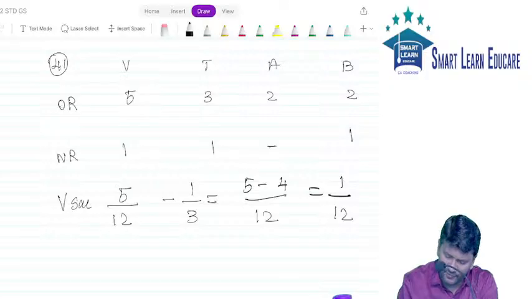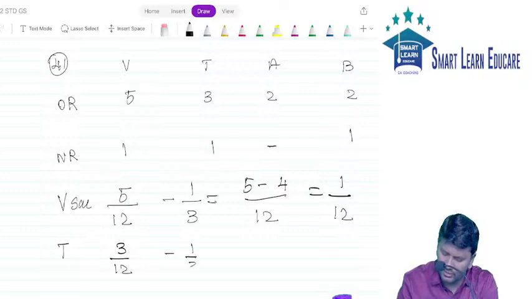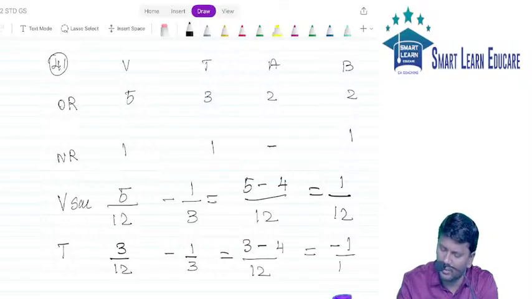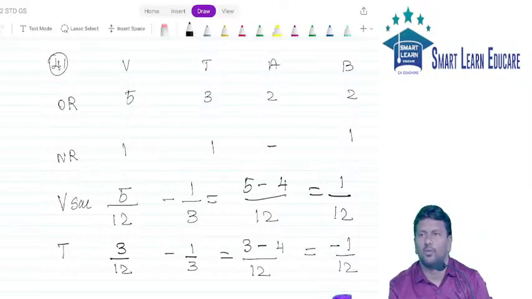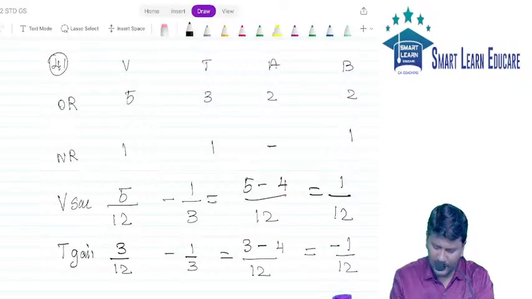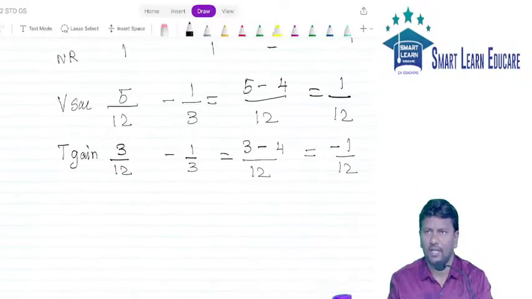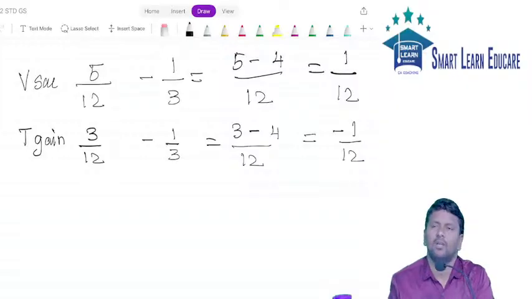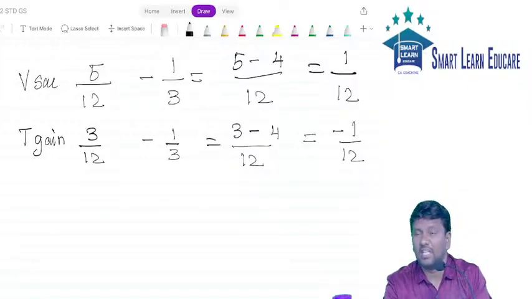Similarly, find for next partner T. Old ratio 3/12 minus 1/3, LCM 12. It is 3 minus 4 will give you minus 1/12. So when you get answer in negative, meaning that partner is gaining. V is sacrificing, T is gaining.